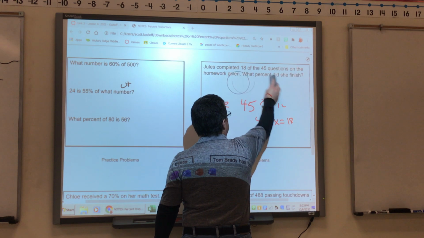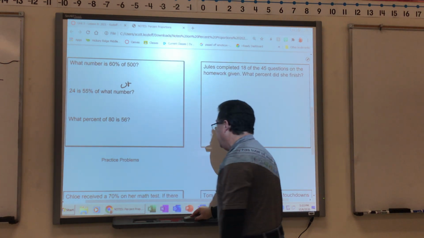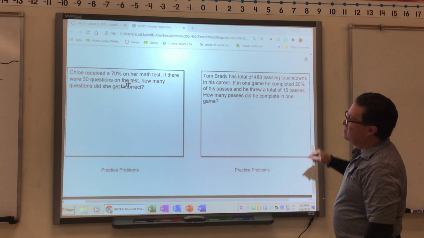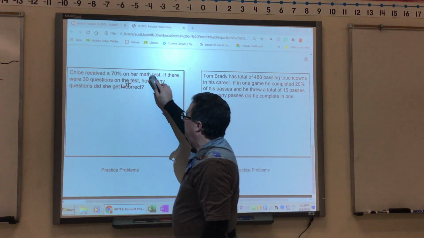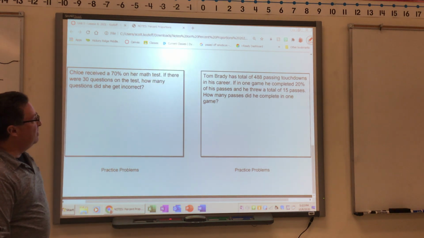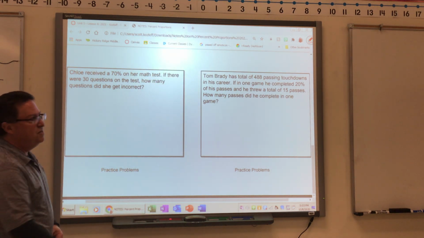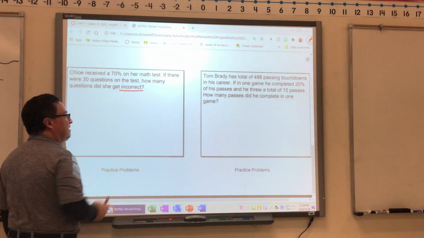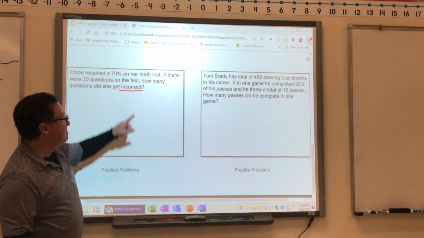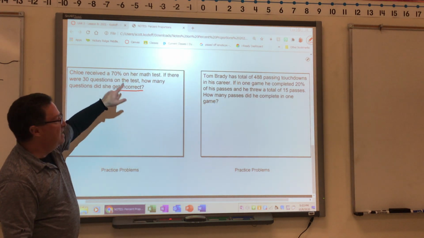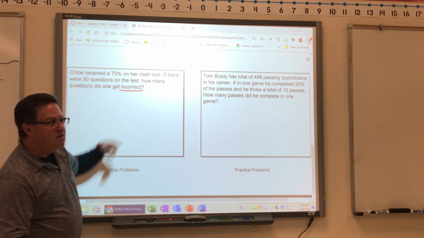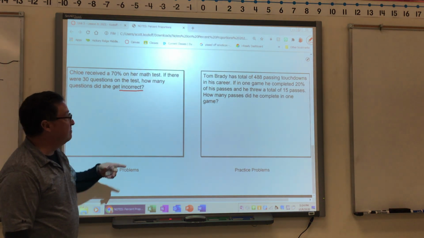Let's do one more of these that could be just a little bit tricky, and I want to make sure you guys don't get stuck getting tricked. Okay? Let's look at Chloe, and Chloe did 70% of her test. There were 30 questions, but how many questions did she get incorrect? This is a typical EOG question. It is because they've given you information and they've asked for the opposite of the information. So you have to read the question carefully every time.